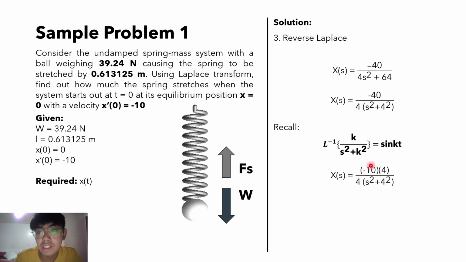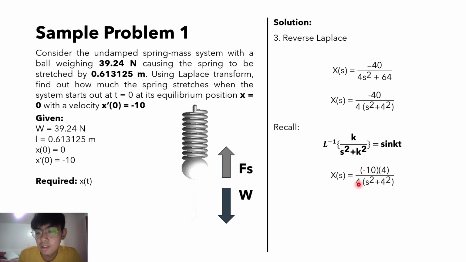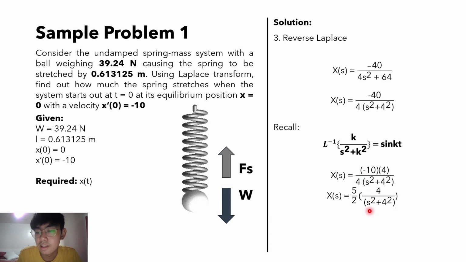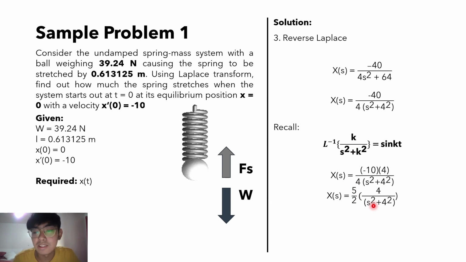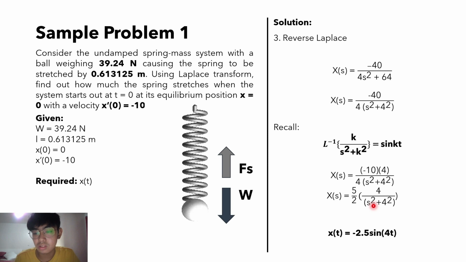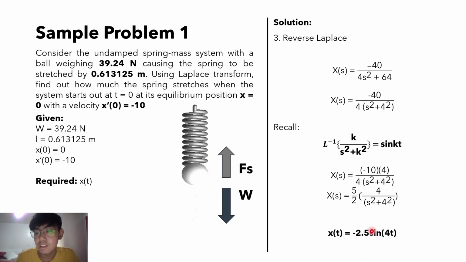So we take out the -10 and 4. Simplify, and this is what happens: 5 over 2 times 4 over s squared plus 4 squared. So we can now apply the inverse Laplace, and our final answer is this. That completes the Laplace transform. Obviously, I just made the 2.5 numerical, as a decimal. And the 40 is the k, which is 4.